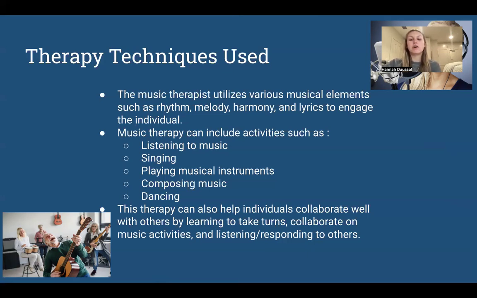Music therapy can also help individuals collaborate well with others. They can learn to take turns, collaborate on music activities, and listen or respond to others.